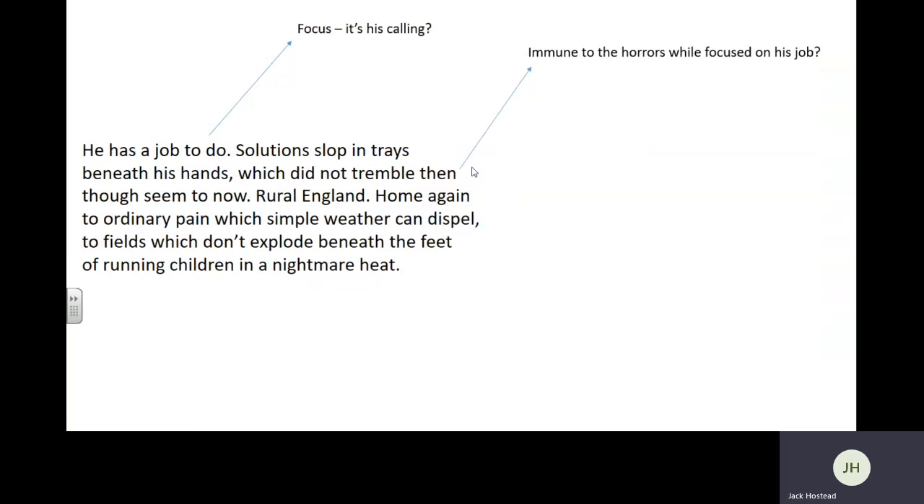Beneath his hands, which did not tremble then, though seem to now. So almost he was so completely focused on his job and his mission that he was immune to the horrors of war while he's focused on his job. And then when he's come out of that situation, maybe all that trauma is hitting home and his hands are trembling there. Again, we've got the caesura here, so it stops and it just says rural England. All right, so again, this is the contrast. From where he's been, to where he is now.